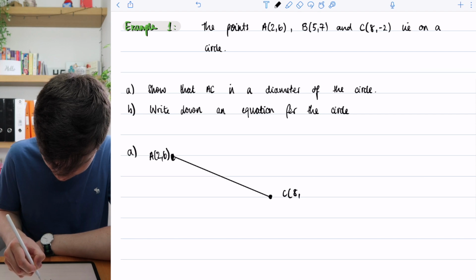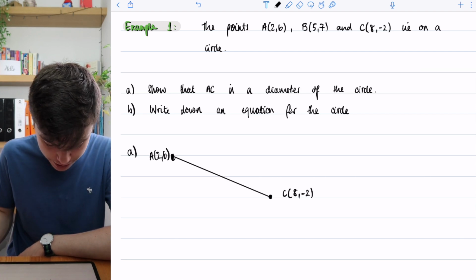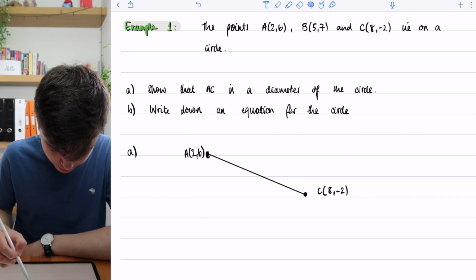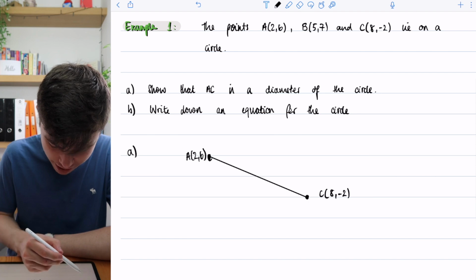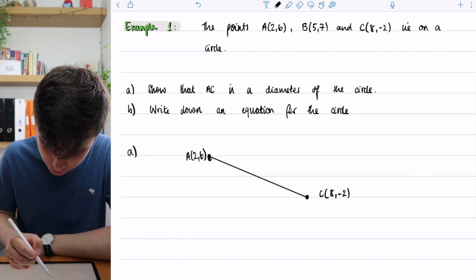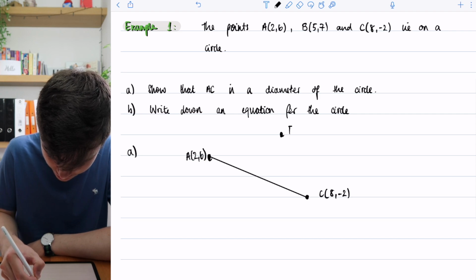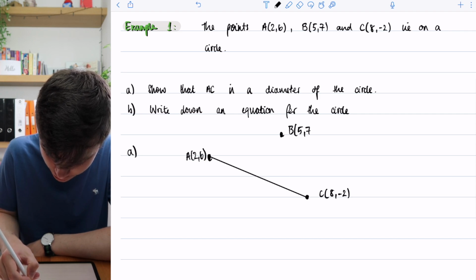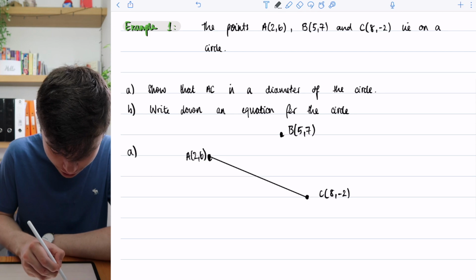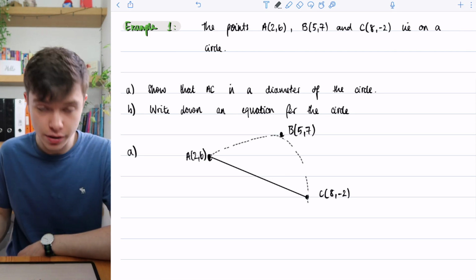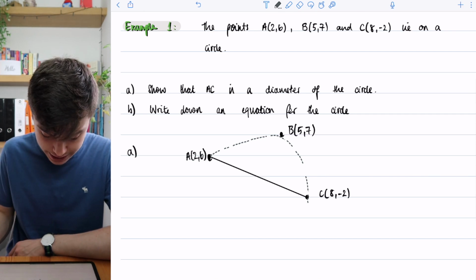Okay, (8, -2). And then we can see B is going to be at (5, 7). So let's just move this over a little bit. B is going to be at (5, 7). So 5 and then 7, it's going to be something like that. Might not be perfect, but there's my quick sketch, okay? And then we have the circle that kind of passes through like that. Again, not a perfect circle, just gives us an idea, okay?